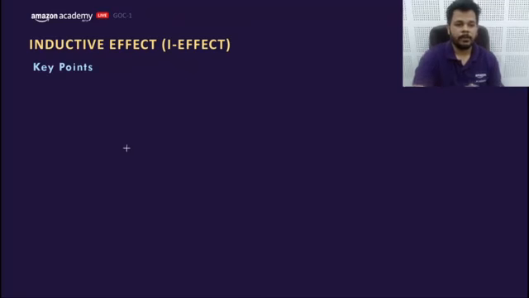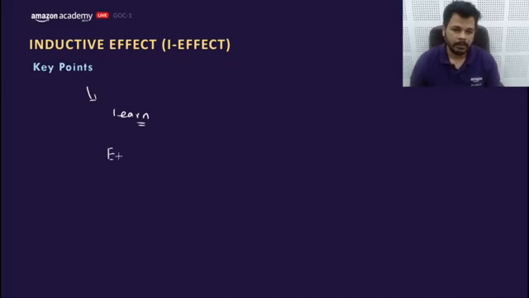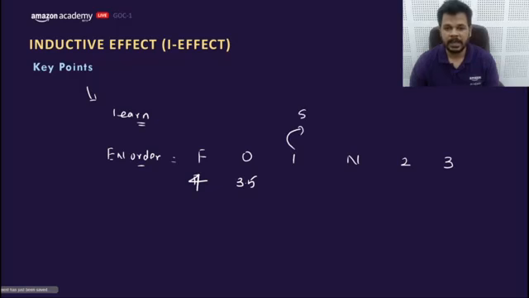Key points. You need to learn this trick on this page. Electronegativity order. This is my trick. That's fluorine. This can solve hundreds of questions. Electronegativity is 4, then 3.5. What is 1? This is sp carbon. What is 2? This represents sp2 carbon. What is 3? This is sp3 carbon.